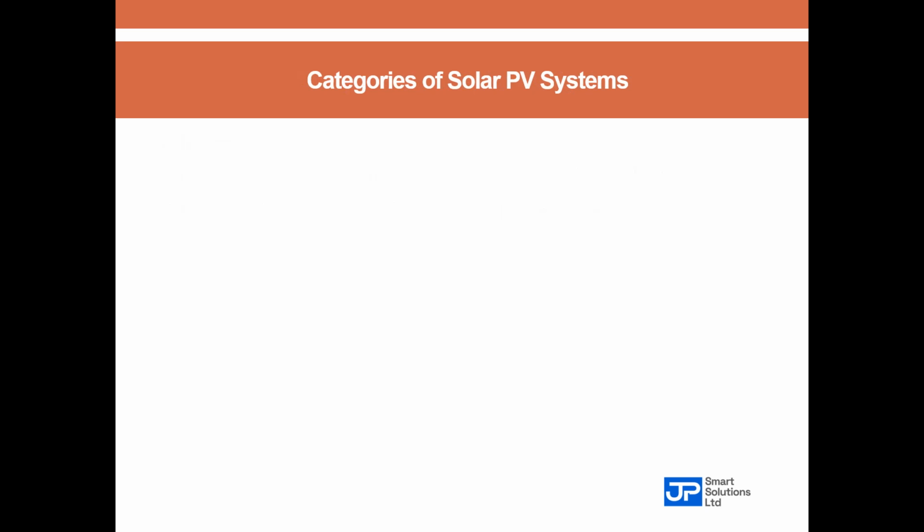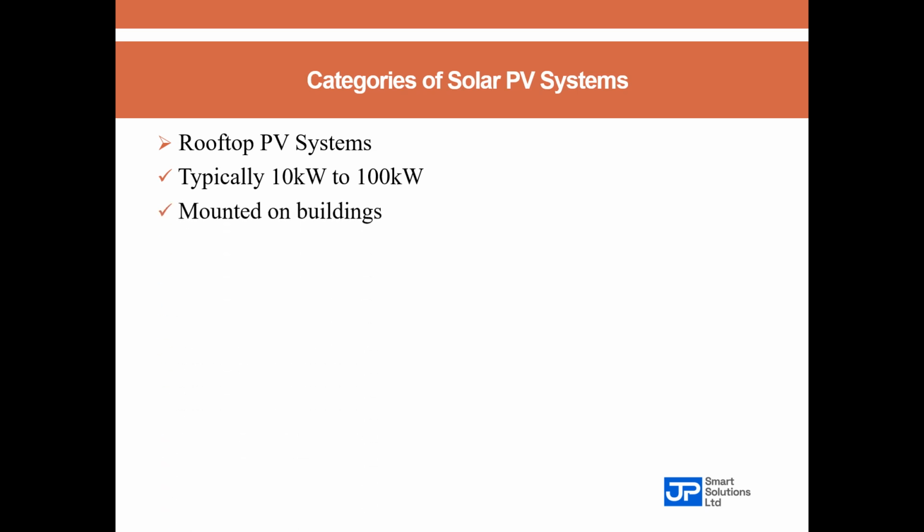Next, we are going to be moving into categories of solar PV systems. And basically, we have two categories. The first is rooftop PV systems, which means that they are mounted on the roof of buildings, as the name implies. And this is basically a range of 10 kilowatts to 100 kilowatts. And this means that they are mounted on buildings as earlier stated.